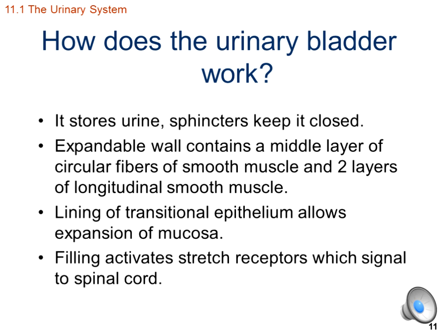The expandable wall of the bladder contains two layers of circular smooth muscle fibers and two layers of longitudinal muscle fibers. The lining of the bladder is what we call transitional epithelium, which allows the bladder's mucosa, the inside lining of the bladder, to expand and then retract back to its original form. So it can fill with urine, and then once it's emptied out, go back to its original form several times throughout the day.